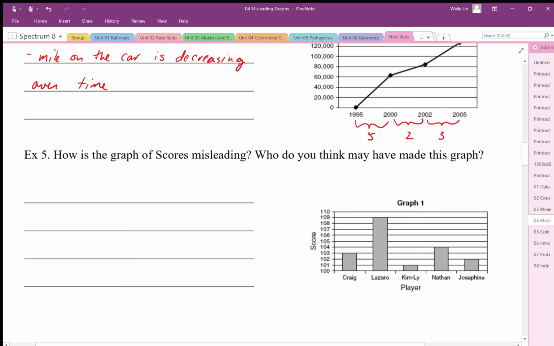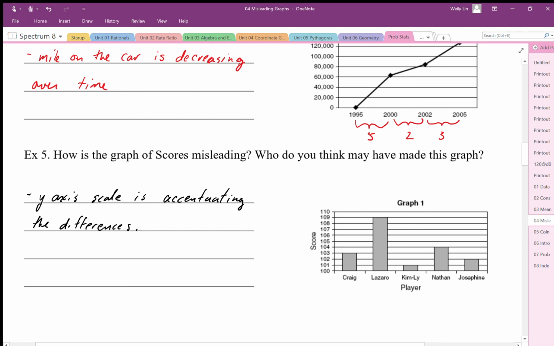Okay, so the y-axis scale is accentuating or amplifying the differences, whereas the differences really aren't that significant.